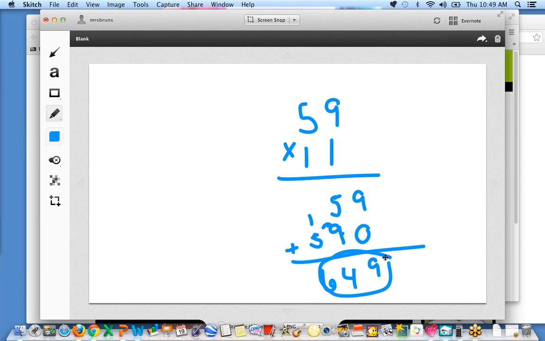Now, I know that that is correct. But if I didn't trust myself and I wanted to check, guess what I could do? I could turn this into a division problem to check my work. I could put 649 underneath the division house, and I could put 11 on the outside of the house. And when I worked out that division problem, guess what I would get? 59. Sorry, that took me forever to write that down.